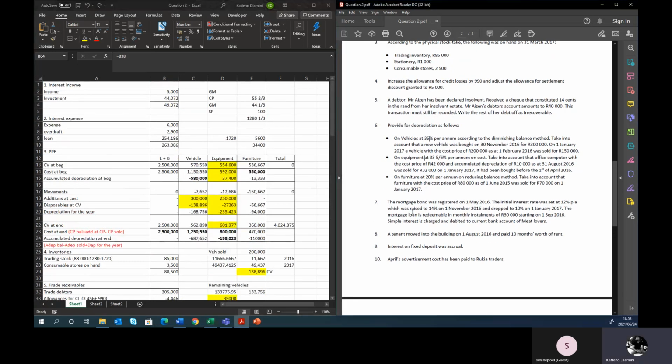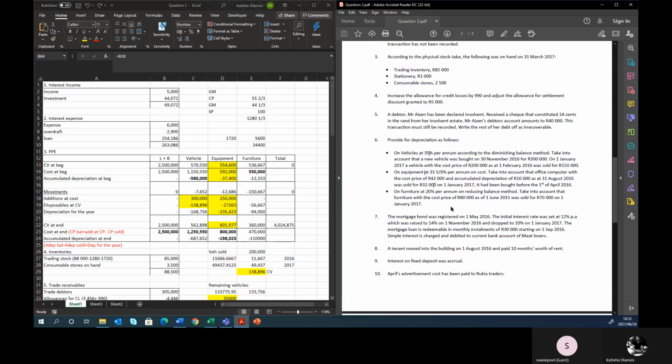Okay, fine. I'm not sure I finished receivables. The initial interest was set at 12% for your mortgage. I feel like I'm running out of time to be finishing all of this. Okay, fine. Mortgage bond was registered on the 1st of May, 20.6.